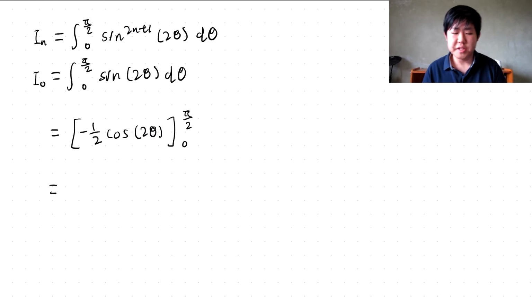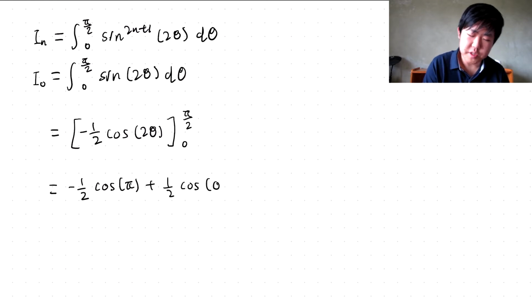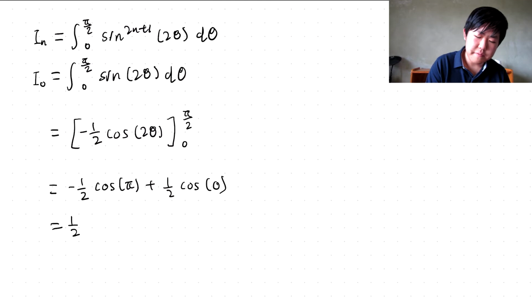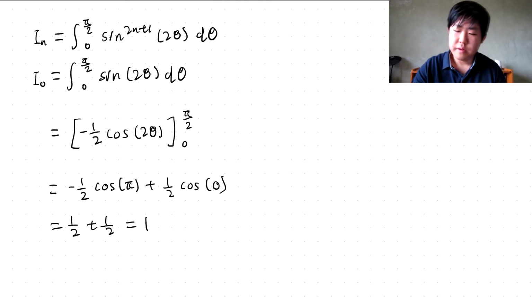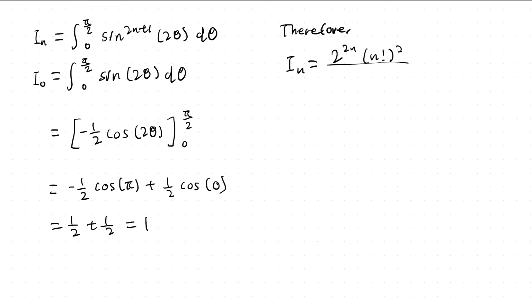And then let's substitute the values in. So minus half cos pi plus half cos 0. And we know that cos pi is going to be minus 1, and cos 0 is 1. So here's going to be half plus half, which is just 1. And there you go. Therefore, In equals 2 to the power of 2n, n factorial squared, all over 2n plus 1 factorial, and times 1, and we don't have to write that down.